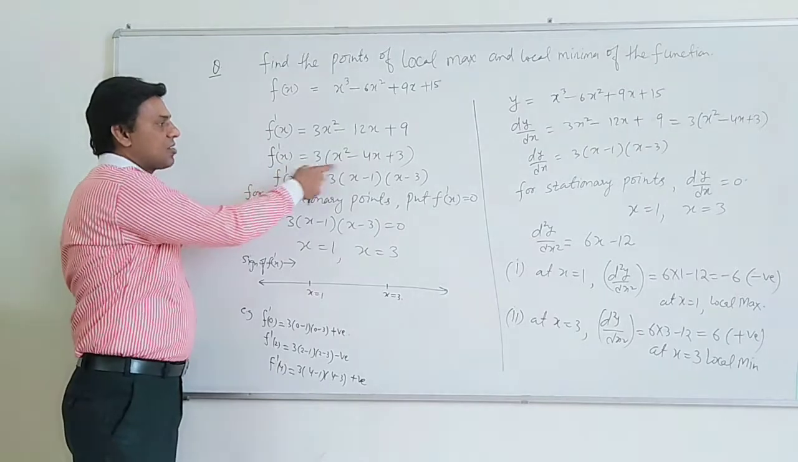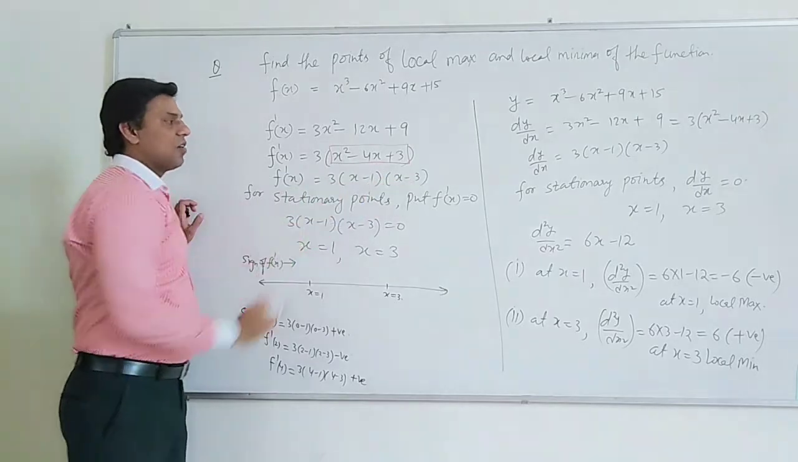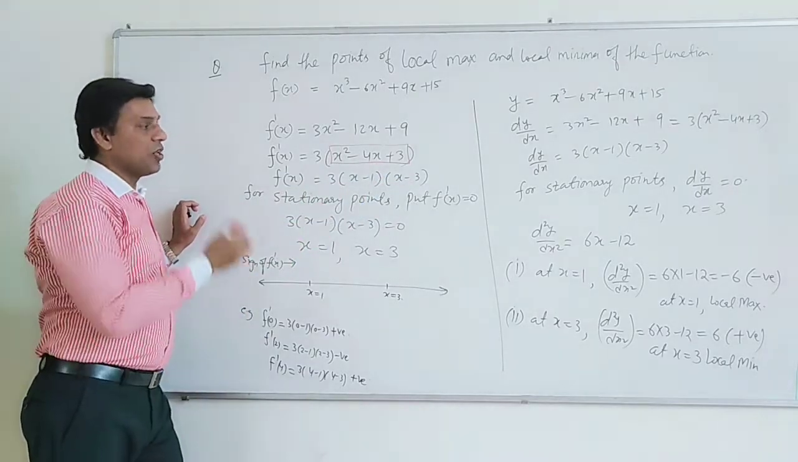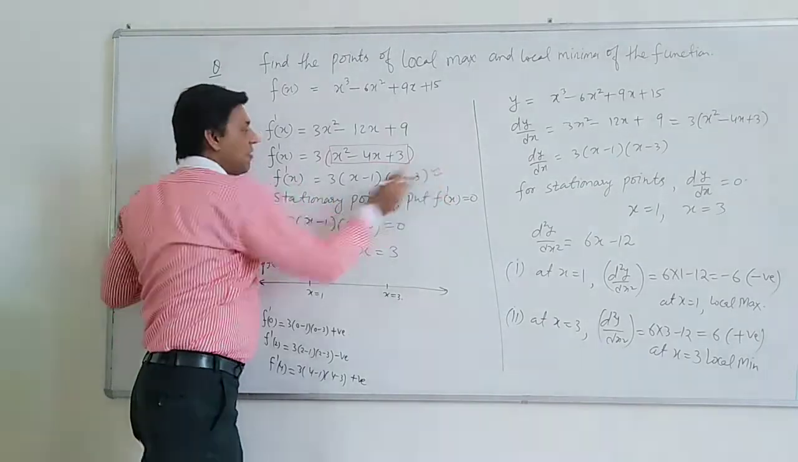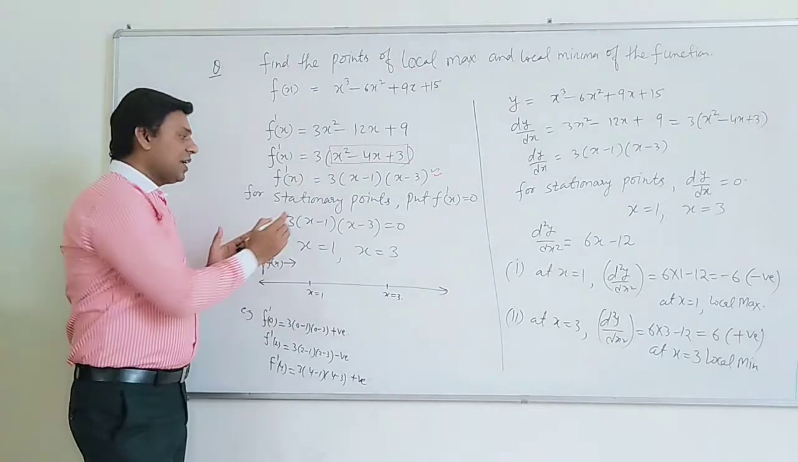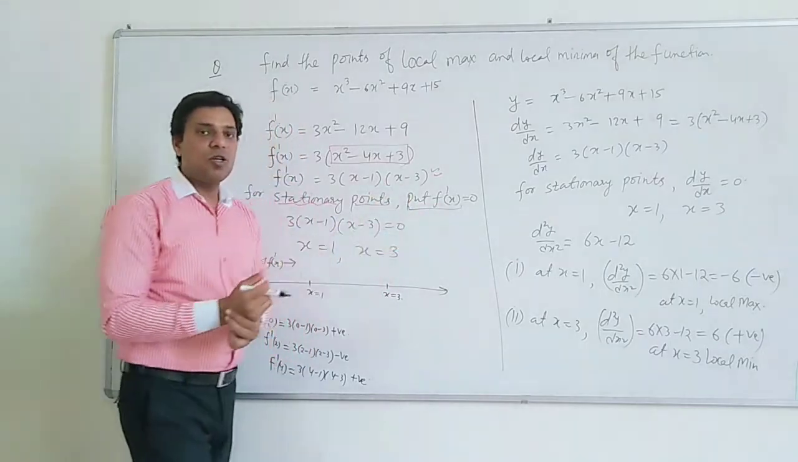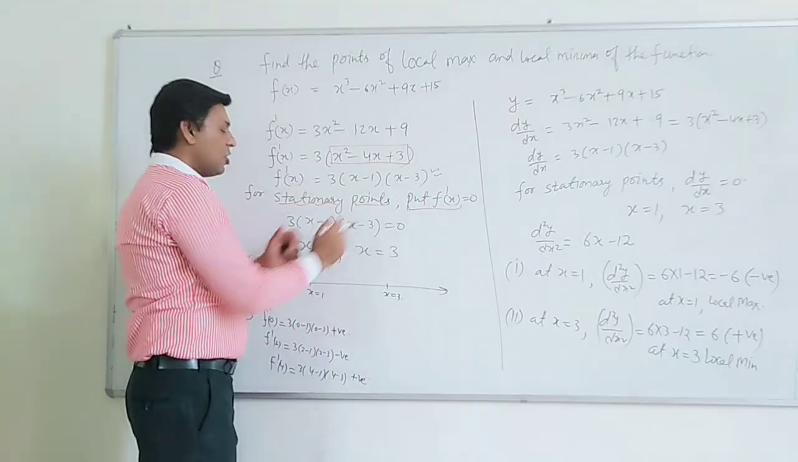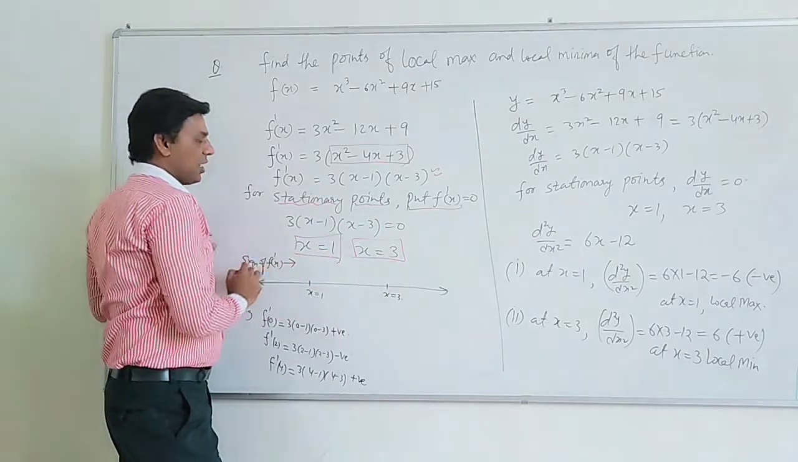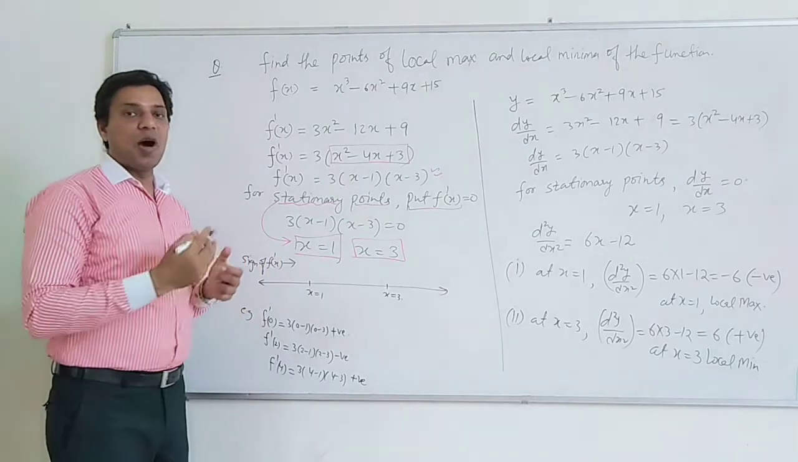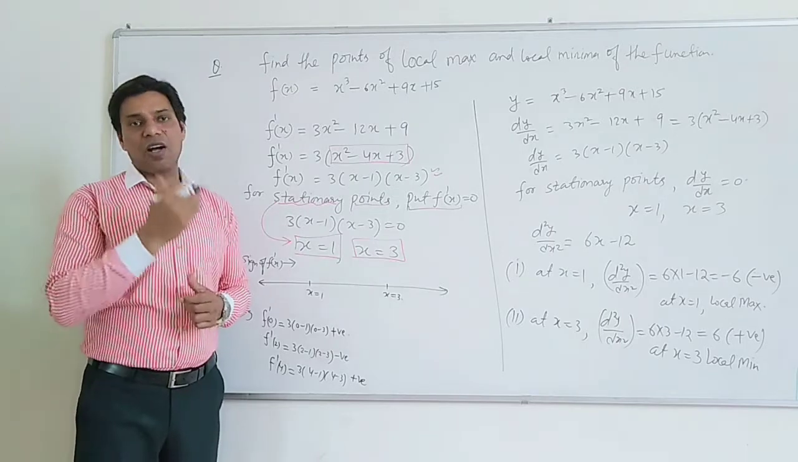Now I have taken 3 as common, and this is a quadratic polynomial, and this is the factorization of the quadratic polynomial by middle term splitting. So this is the derivative f dash x. Now to find stationary points, we need to put f dash x equal to 0. So we will put this expression equal to 0. So obviously we will have x equal to 1 and x equal to 3. So these are your stationary points where local maxima, minima or a point of inflection may occur.